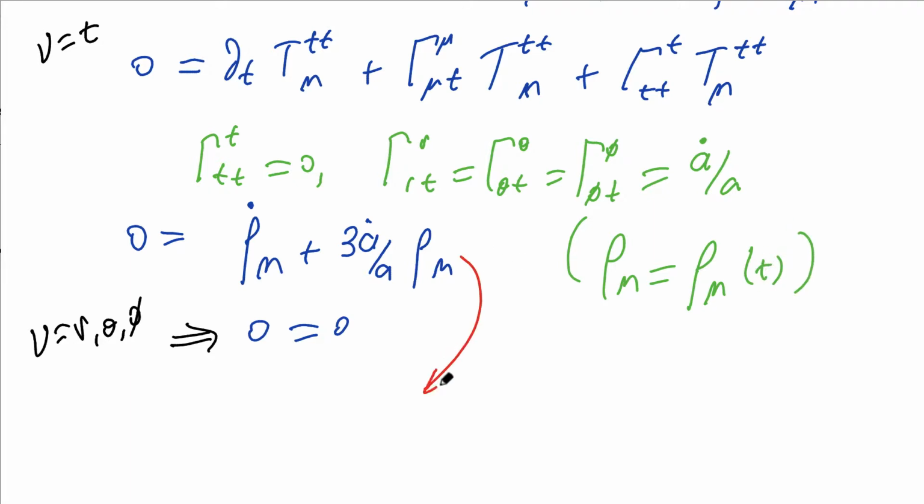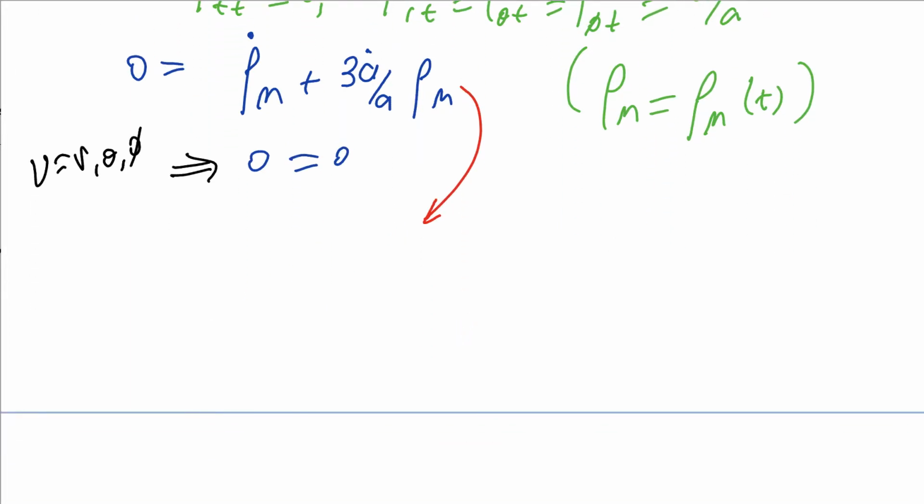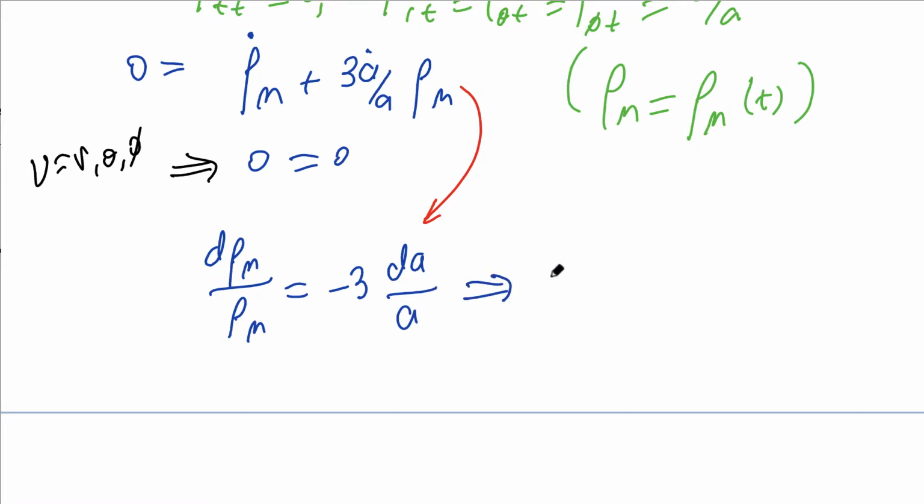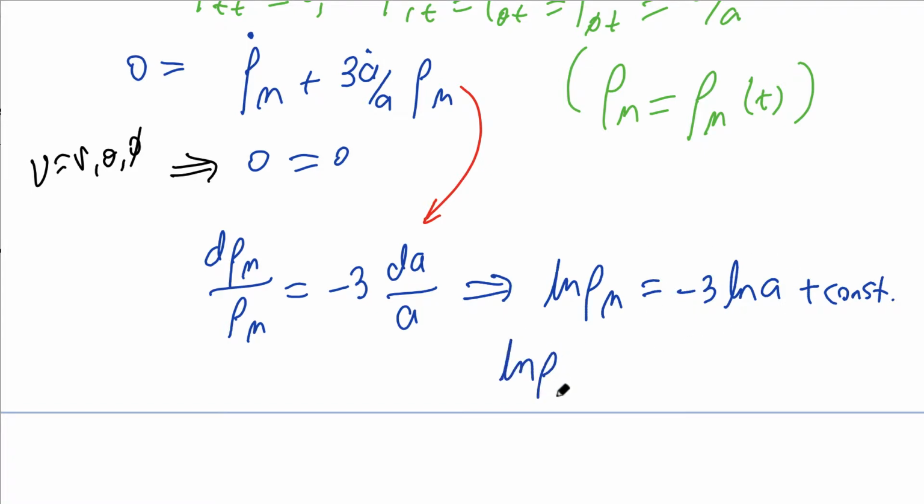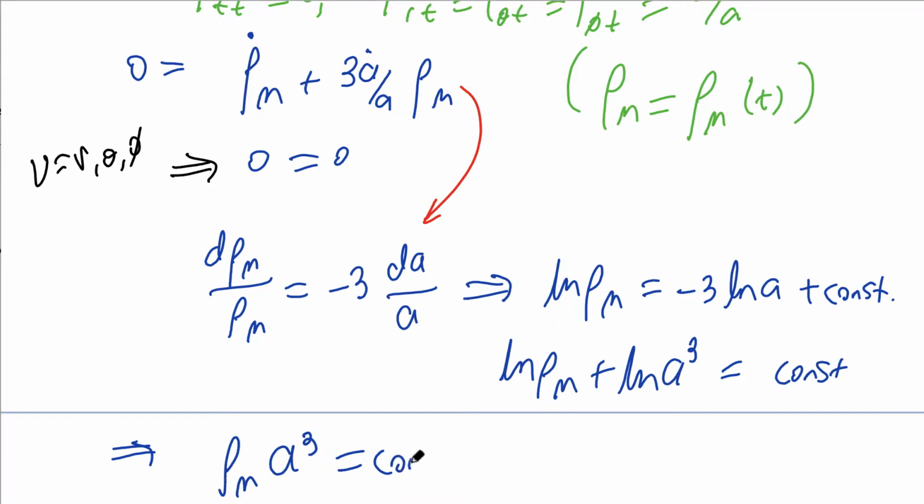Now this equation is fairly easy to solve. By separation of variables, we can write d rho m divided by rho m equals minus 3 dA over A. And now integrating both sides, we have log of rho m equals minus 3 times log of A plus a constant. Now we bring this term to the left-hand side as log of A cubed. Now combining these equations, we find the result rho m times A cubed equals a constant.